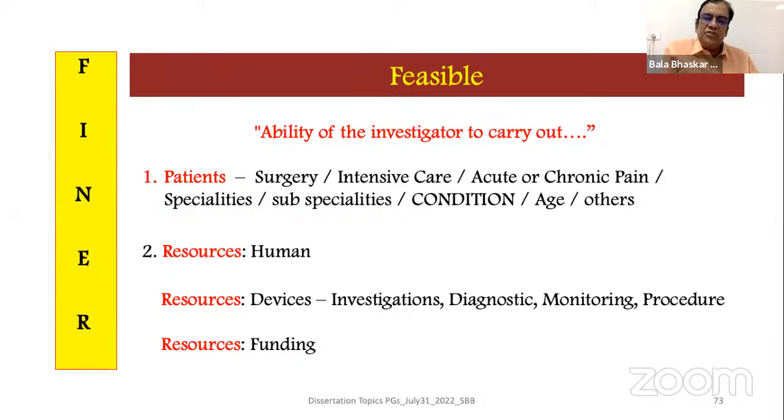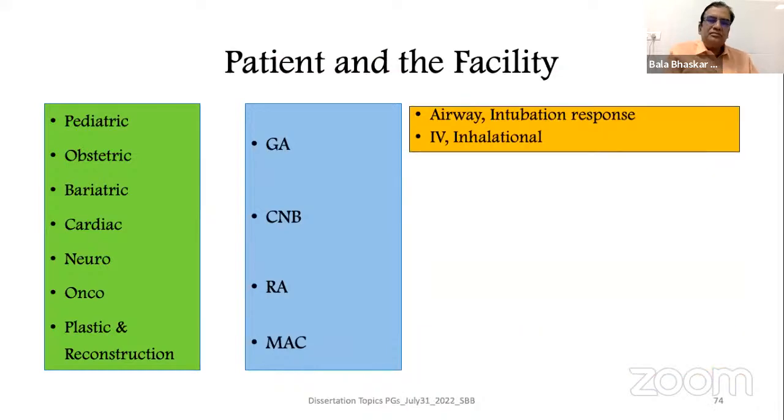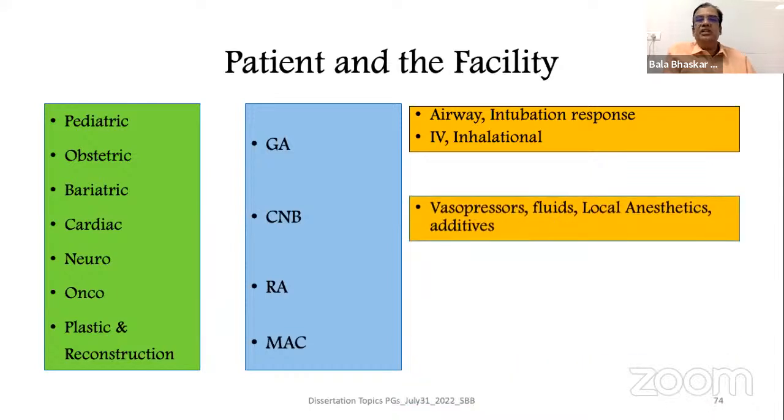So this is with respect to the feasibility of the study. As I told already, that depends upon the different specialties we have: pediatric, obstetric, cardiac, neuro, airway related, and everything. But overall, what we discuss in terms of general anesthesia, central neuraxial blockade, regional anesthesia, or monitored anesthesia care. Related topics could be, for general anesthesia, definitely something related to airway, then intubation responses, use of IV agents, inhalation agents, then we have relaxants, reversal agents, intraop analgesia. Then you have central neuraxial blocks, where we basically talk about vasopressors. I just talked about using phenylephrine, and other uses of fluids, local anesthetics and sedatives.